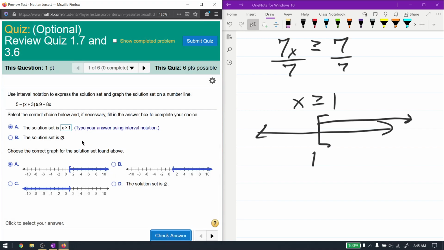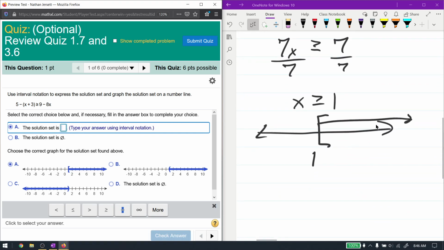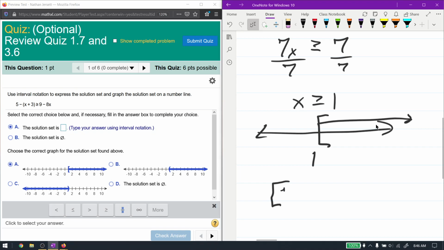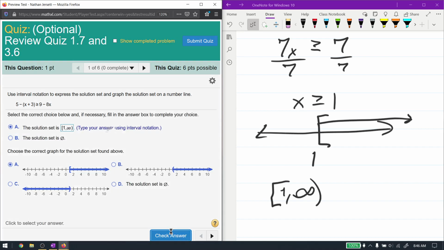Let me see what I messed up here. Of course, it's type your answer in interval notation. I didn't do that. Interval notation, we start at 1, that's the leftmost side, and we go up to positive infinity. And infinity always has a parenthesis around it. We use a square bracket because it's including 1. So we need to make sure we include that. So it's going to be 1, comma, infinity, and not including infinity. And that should be correct.